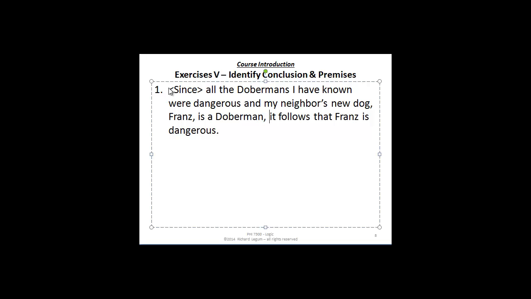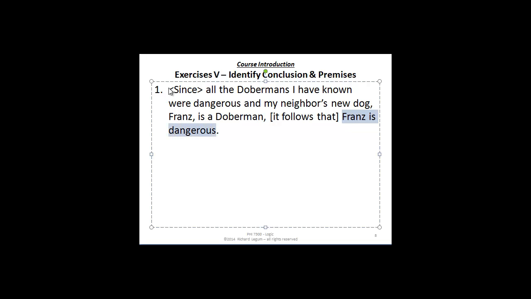It follows that, oh wait, but it follows that is also an indicator word, and what comes after that is a conclusion, right? It follows that, it's kind of like therefore, thus. Okay, I've got to get the right kind of square bracket. It follows that, square bracket, conclusion indicator. Okay, now that's important, because if that's the conclusion indicator, then that means that what comes after it is probably a conclusion.